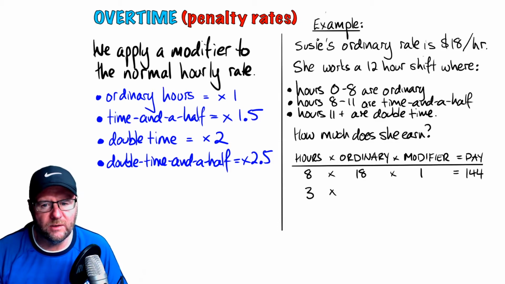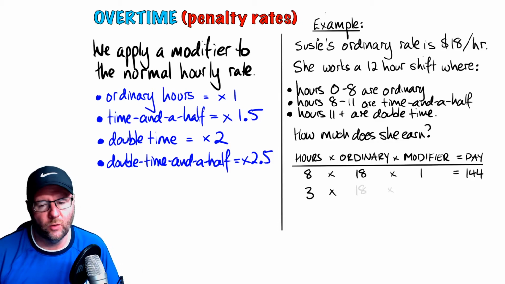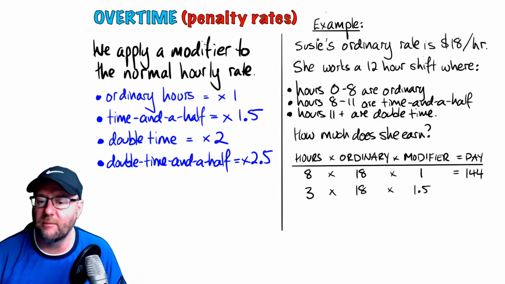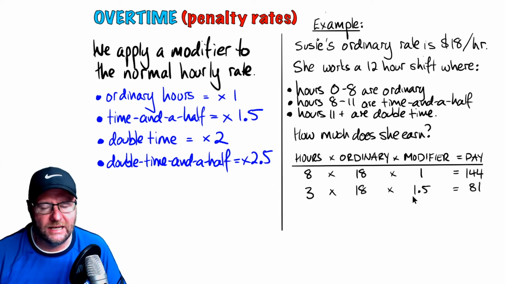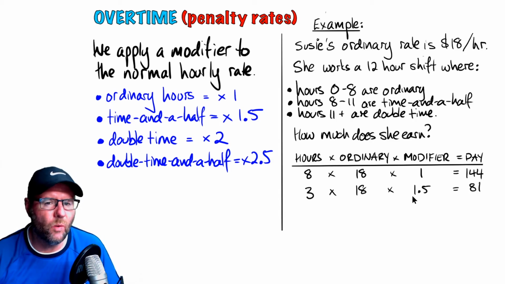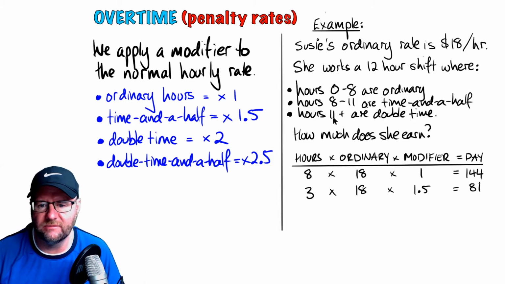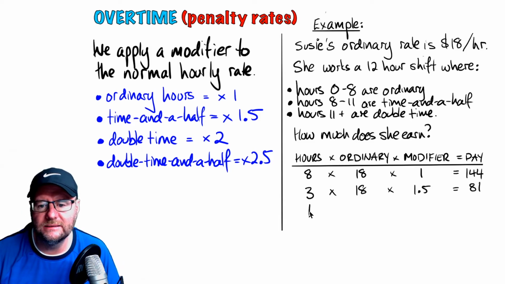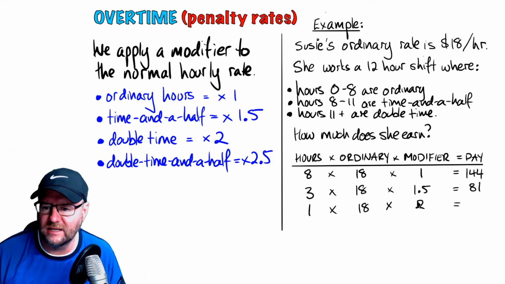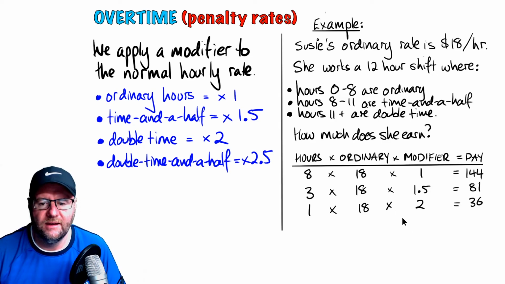The next 3 hours, so up to the 11th hour, her ordinary rate was $18, but it's modified now by 1.5 because it's in that time and a half range that we've listed. So now if I multiply those together, 3 times 18 times 1.5, grab your calculator, you get $81 for that piece. But we haven't finished. She's got one more hour, and our list of rates here says, look, everything above 11 hours is paid at double time. So she did 1 hour times her normal ordinary $18, but we're modifying that by 2 because this is double time. Once again, multiply that out. For that section, she gets $36.